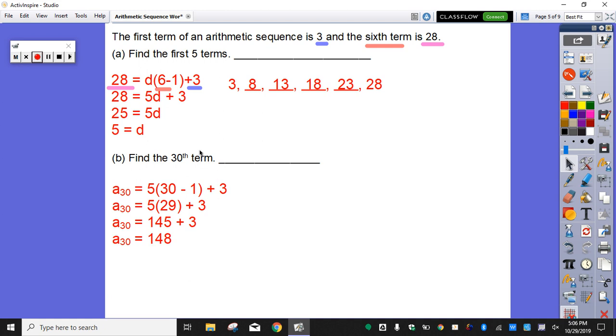To find the 30th term, instead of continuing to add to your sequence here, you can just place the 30 in place of n. So you found your common difference of 5, and you knew your first term was 3, so you throw that in there with 30 as your n value and evaluate.